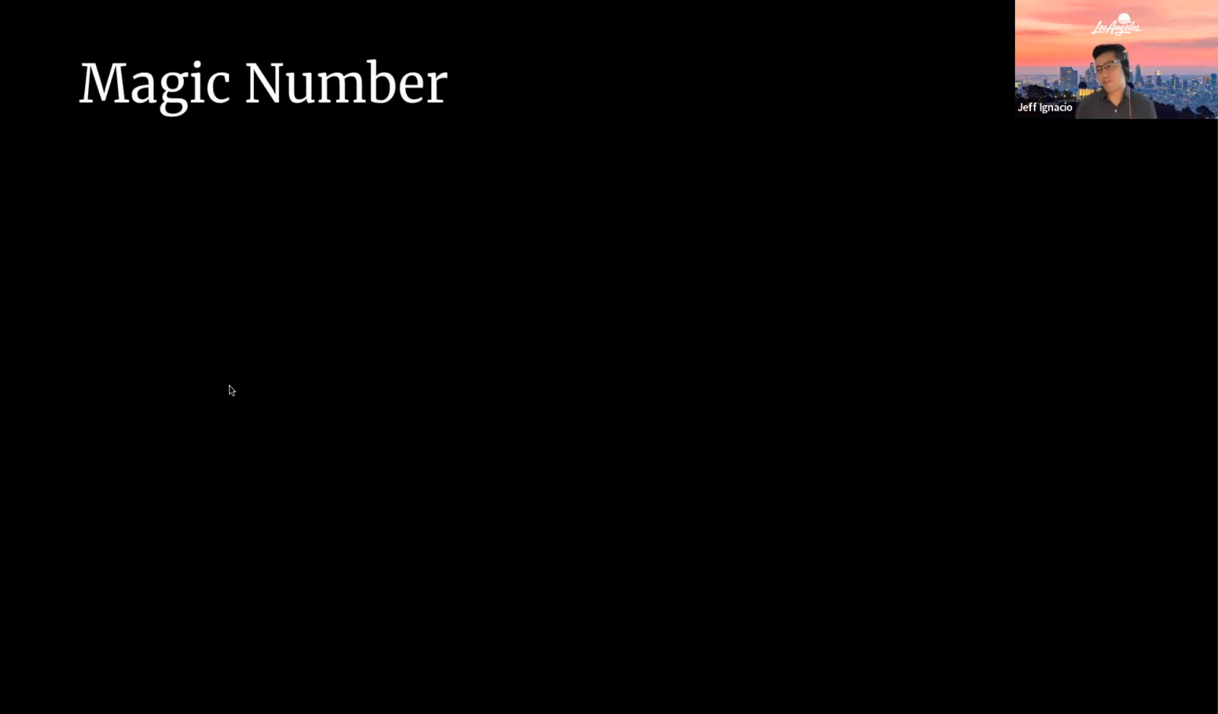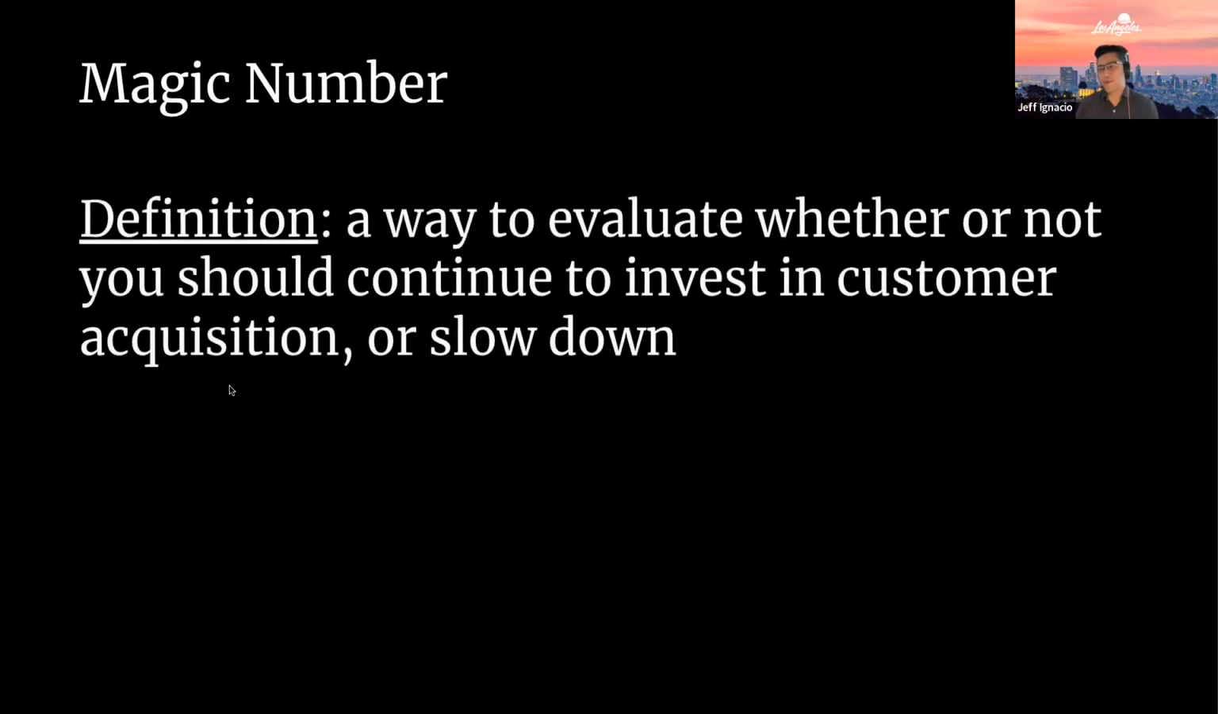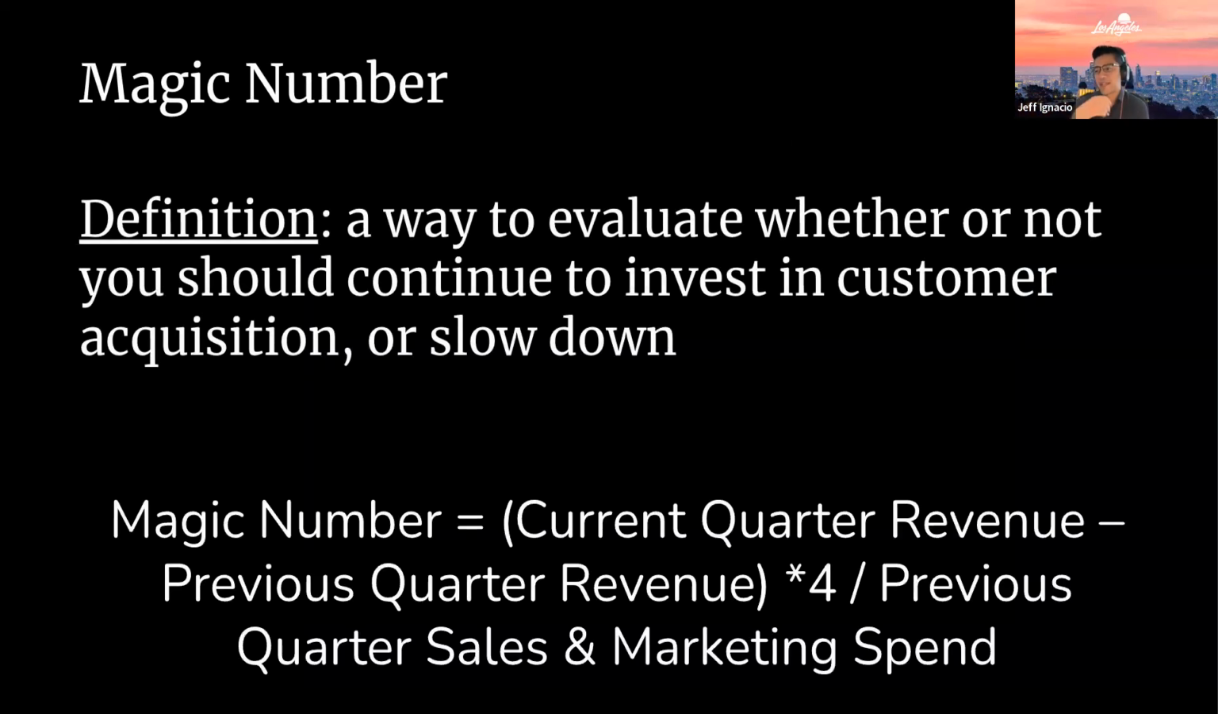All right, magic number. A way to evaluate whether or not you should continue to invest in customer acquisition or slow down. So it's basically saying, should I put my foot down on the accelerator, or should I ease off a little bit? And the way to think about this is taking the delta between this quarter's revenue minus last quarter's revenue. So you're just getting that delta, and you're annualizing it. So you have to have continual growth quarter over quarter for this to make sense.